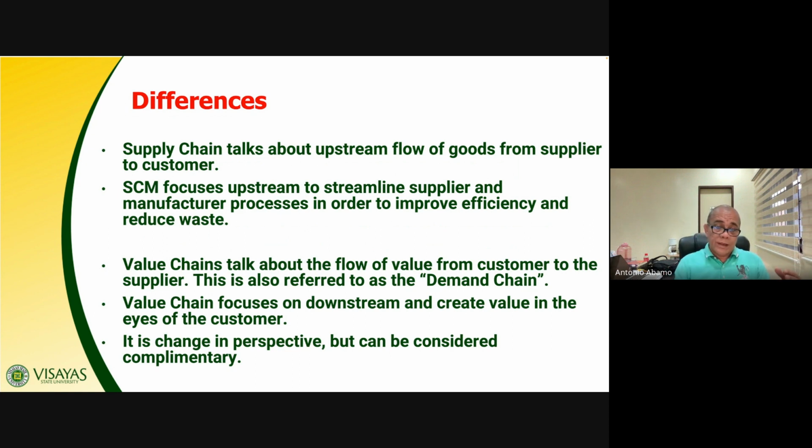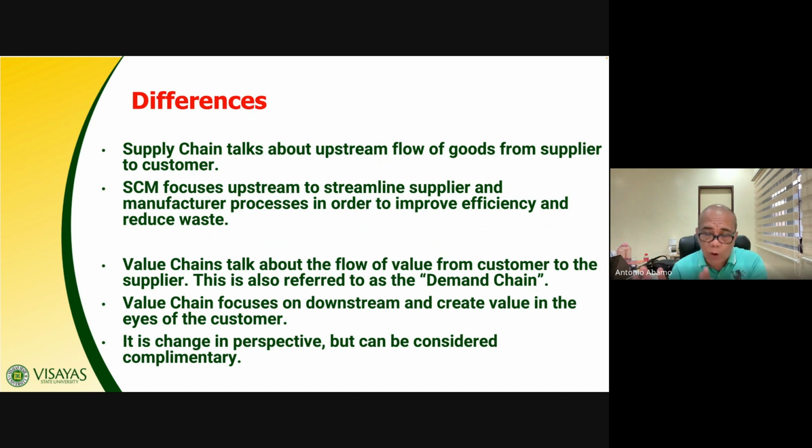Now, the supplier will only make sure that what is demanded by the customer will flow into them at the most efficient route, or in the most efficient possible way. Okay? It is a change in perspective. Both value chain and supply chain can be considered complementary. Why is that? It is a change.